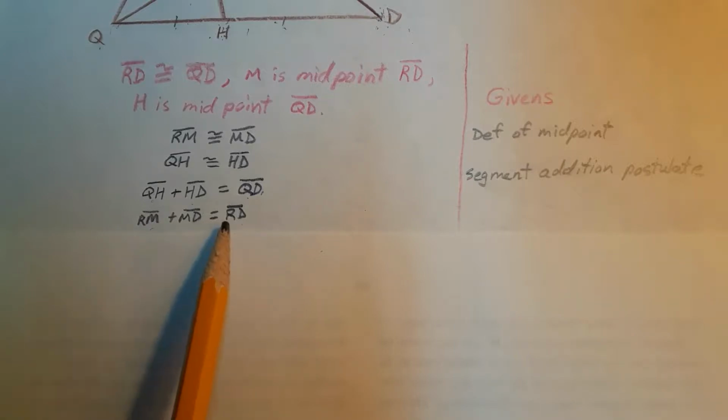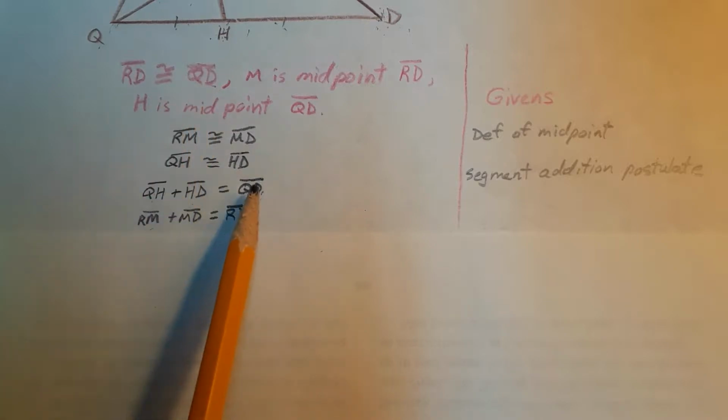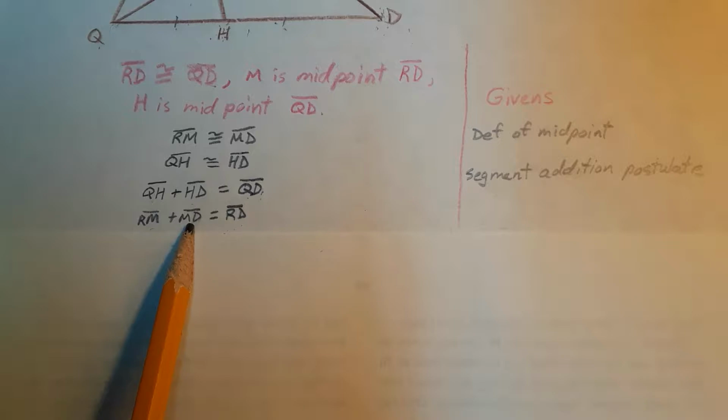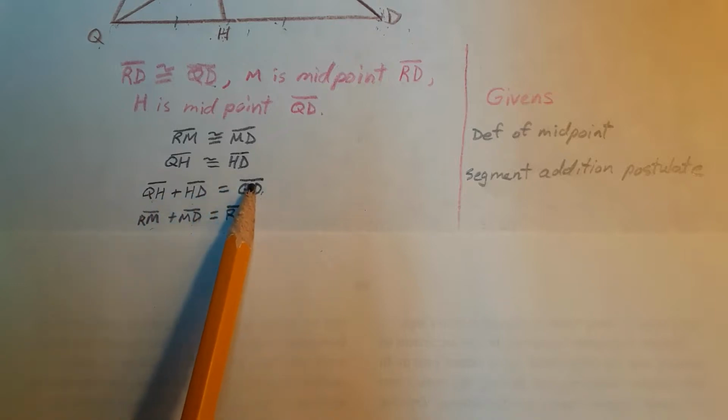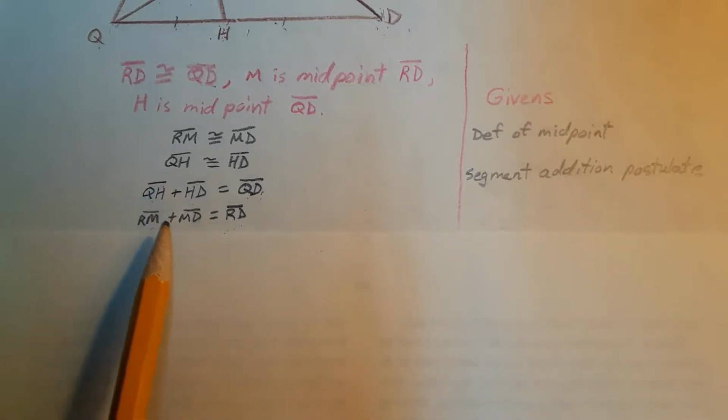RM plus MD equals this, and this and this are congruent according to one of our givens. So this total plus this total are equivalent to each other. Since this equals this and this equals this, then this equals this. And that's the next piece to this proof, is that we're going to set this equal to this by substitution.